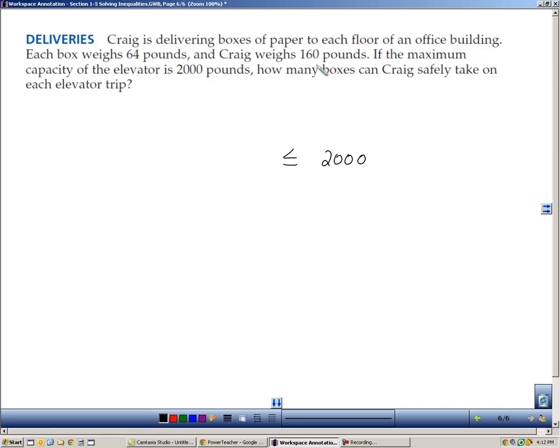Now we know Craig weighs 160, and each box, this is kind of the key here, each box weighs 64, so we're going to take Craig's weight and add to that 64 pounds for every box, which means x, my variable, is the number of boxes that I can take, and that's also the question that we're being asked. It's always good to set up a variable that matches the question. So this is the inequality that we will solve. Subtract 160. Divide by 64.